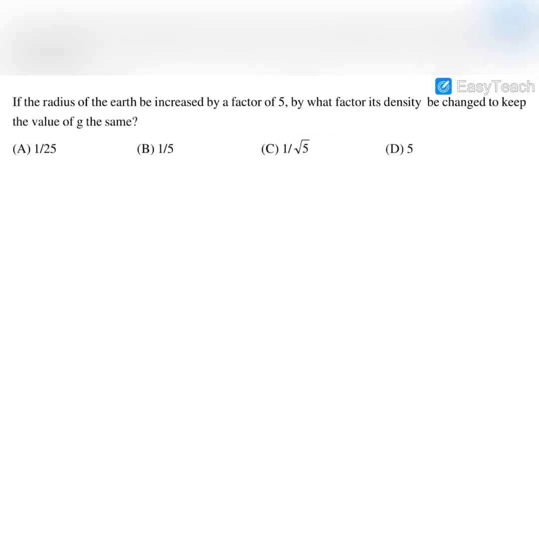In this problem, you can see that if the radius of Earth is increased by a factor of 5, and we have to keep the acceleration due to gravity the same, by what factor should we decrease or increase the density? First of all, let us see that the formula of gravitational field intensity is GM by R square. This M is the mass of the Earth, so we can substitute the value of M as 4 by 3 pi R cube into density.